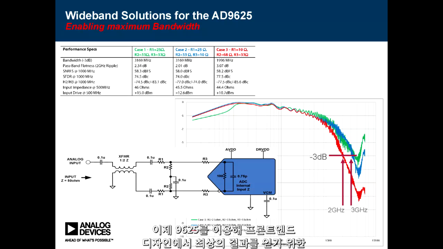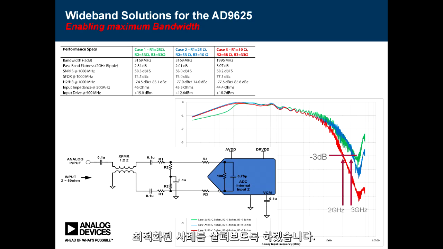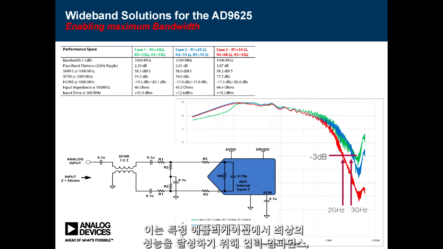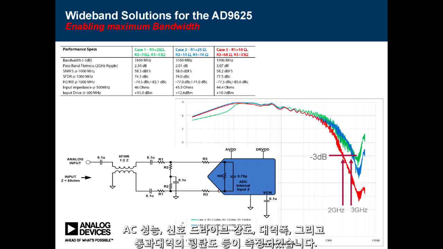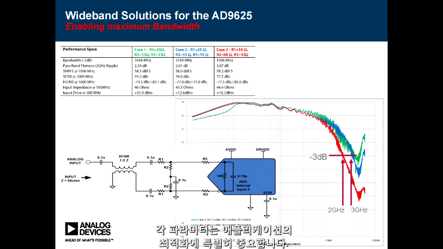Now let's look at an optimization example using the 9625, which yields the best results given for a front-end design. Here, the input impedance, the AC performance, the signal drive strength and bandwidth, and its passband flatness were measured to yield the best performance for this particular application. Keep in mind that it's important that each parameter have a particular weight of importance per the application when optimizing.